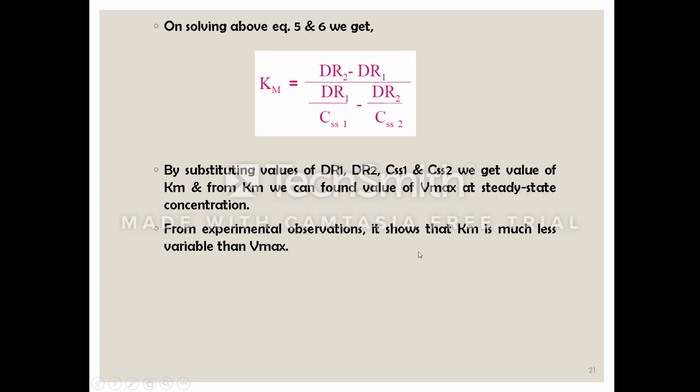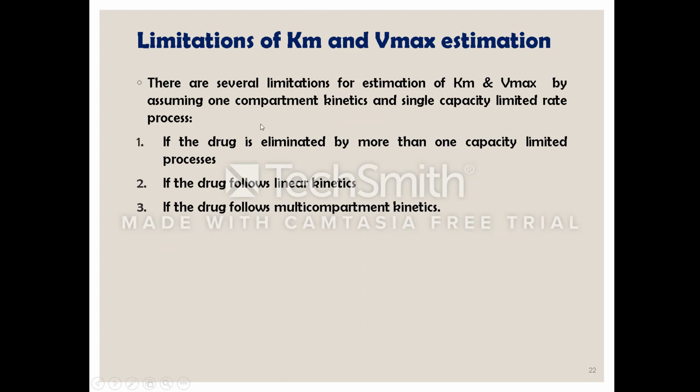From experimental observation, it shows that Km is much less variable than Vmax. So what is the limitation? As I have told you, we have made two assumptions, that the drug follows one compartment kinetics and that elimination takes place by a single capacity limited rate process. What if the drug is eliminated by more than one capacity limited process? You cannot estimate Km and Vmax by this method. Second, if the drug follows linear kinetics or multi-compartment kinetics, in that case also you cannot estimate Km and Vmax with the help of this method.